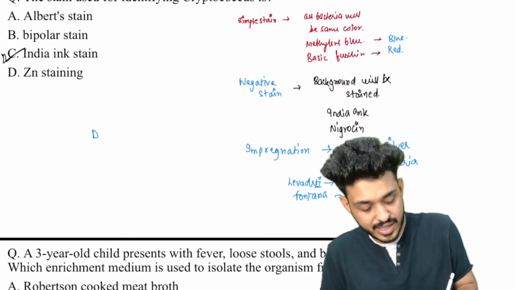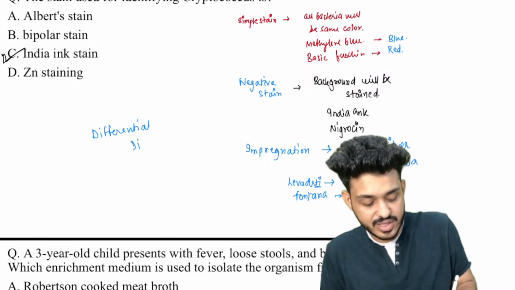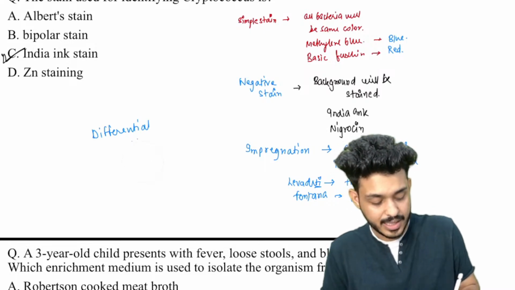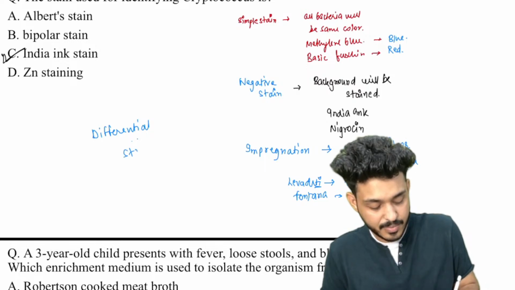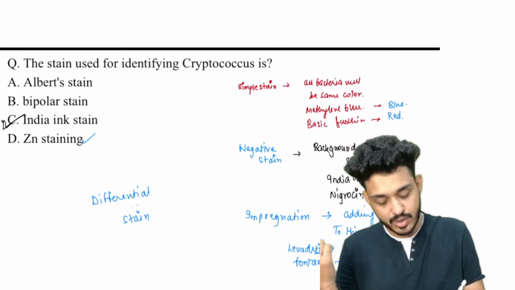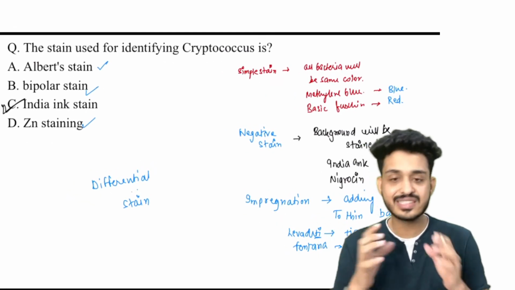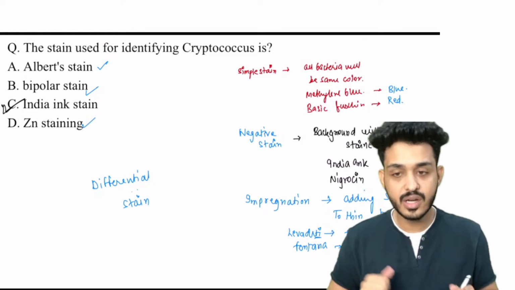And lastly, you are having differential stain. In differential, you will be studying all these: Gram staining, your acid fast staining, your Albert staining, your bipolar staining. These are the differential stains. Differential, it will be differentiating between two bacteria.